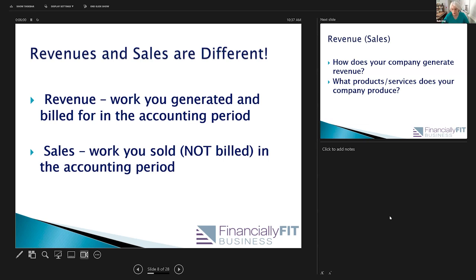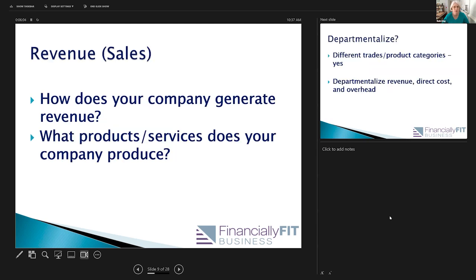So the question that you have to ask is, how does your company generate revenue? And what products does your company produce? Now, you might think this is a really simple and somewhat stupid question. Like, I sell something. Yeah, but go a little bit deeper. Let's assume you're a car wash. So your company generates revenue by the number of cars that go through the car wash. If you're a restaurant, the restaurant generates revenues by the number of meals it serves.